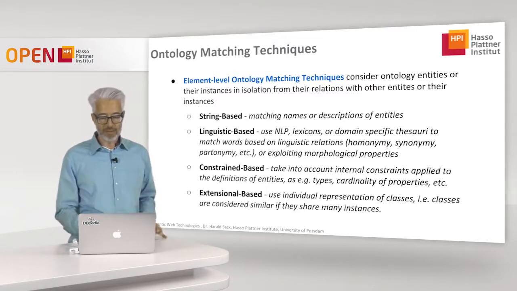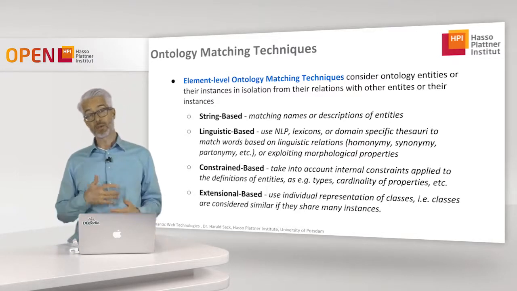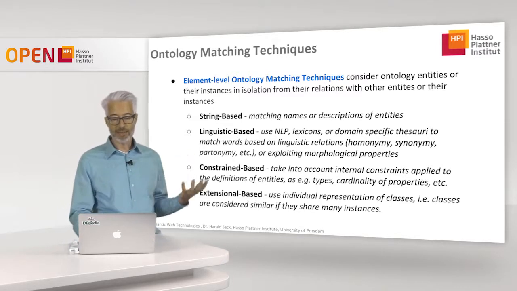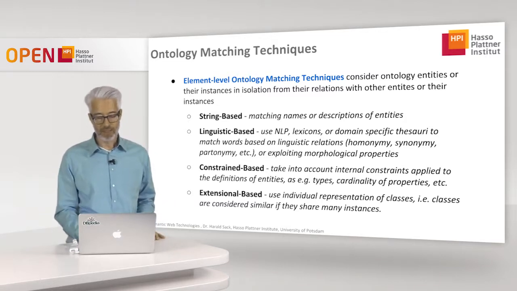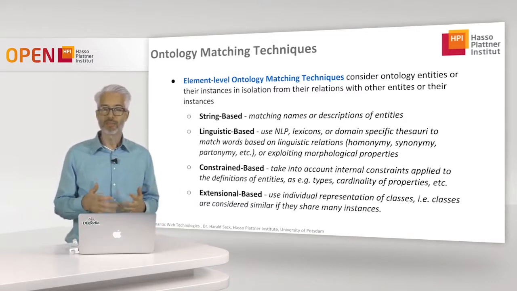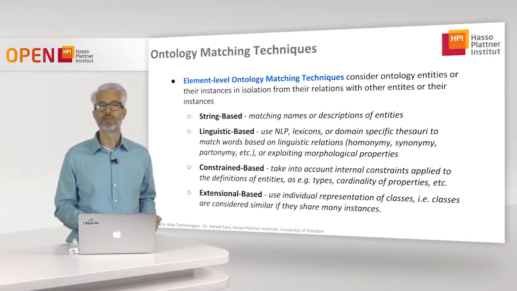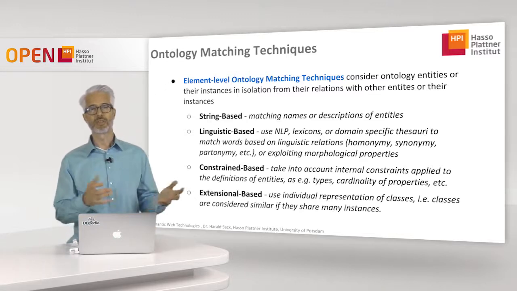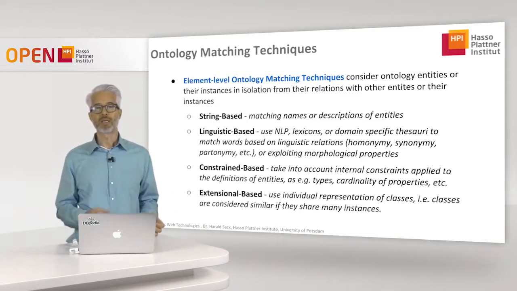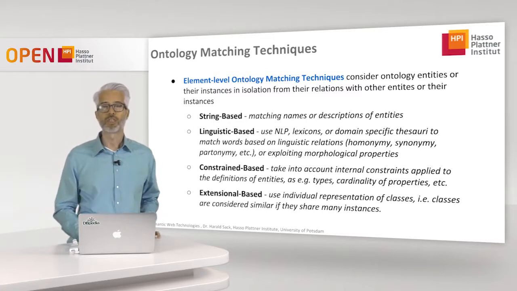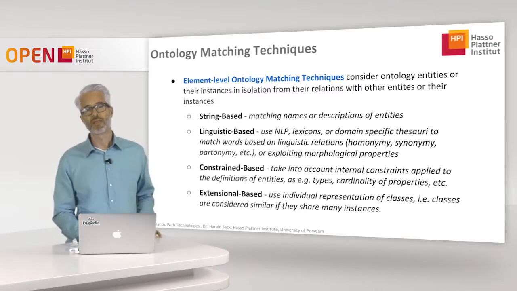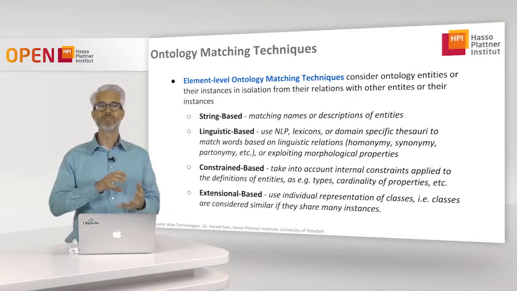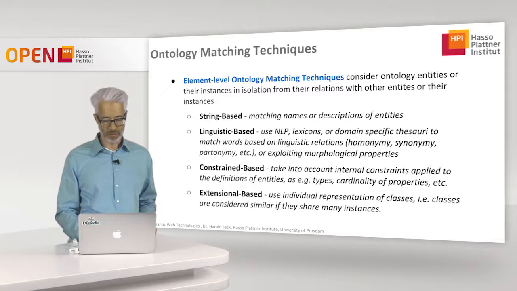Then there are also linguistic-based techniques which take into account more sophisticated language processing technologies. They take into account lexicons and domain-specific thesauri, or they try to match words based on linguistic relations. So with this, for example, you can say, okay, you have homonyms here, you have synonyms, you have partonyms. So what you can do here is exploit morphological properties of the descriptions and the names within the ontologies that have been used to deduce a relationship between the two.